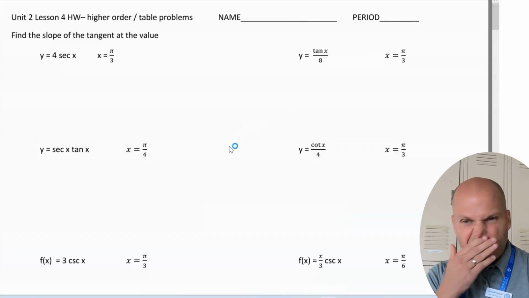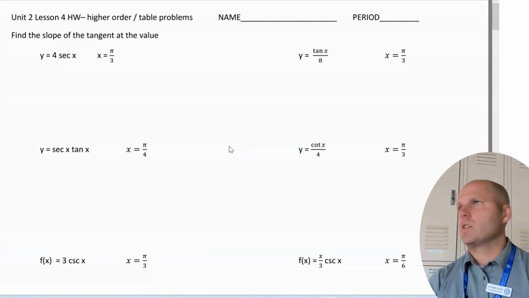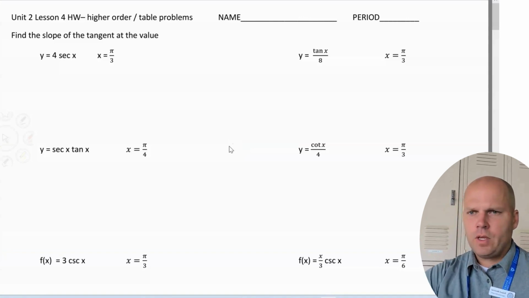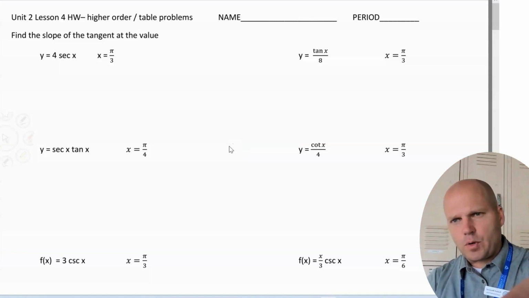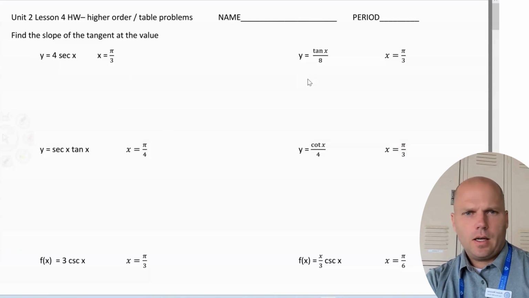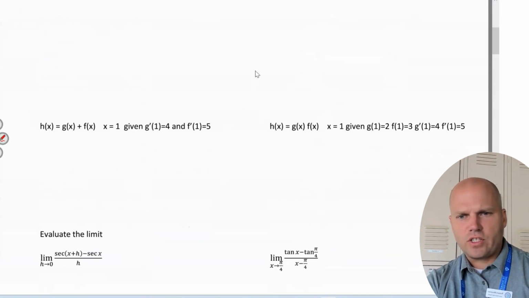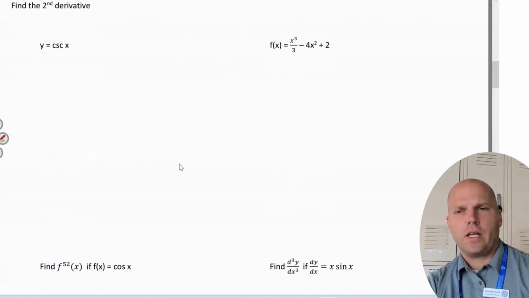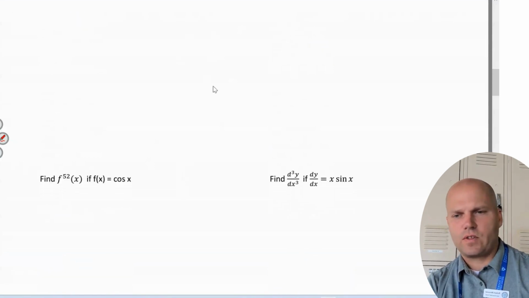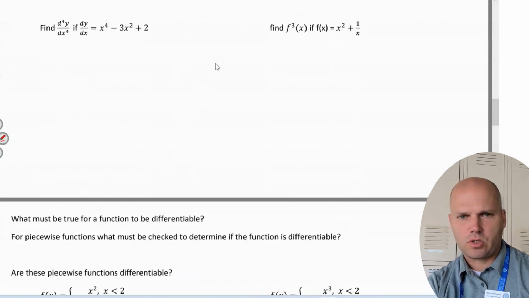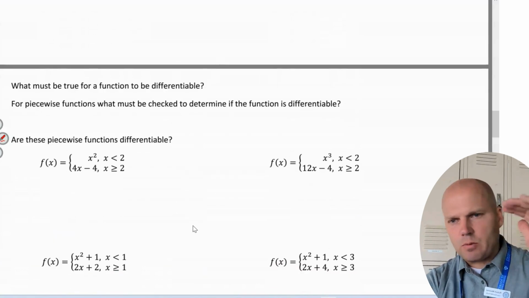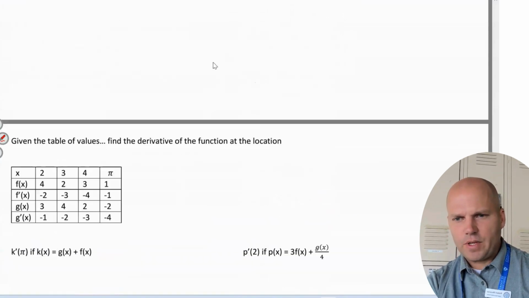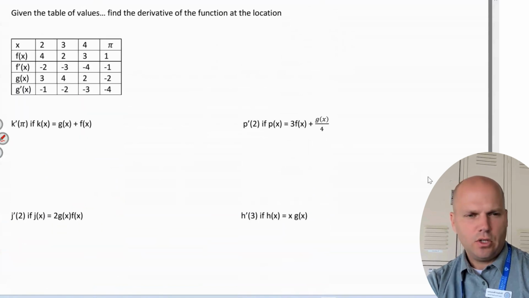What up, calculus students? We'll get into lesson 4, which is essentially just other types of derivative problems. We start with the slope equations of the other trig functions. We transition into some higher order derivatives, like second derivatives, third derivatives, 52nd derivatives, slopes of slopes of slopes. We talk about what it means to be differentiable, and then we get tested on differentiability through piecewise functions. And then we got these table problems, which are called notational derivatives.